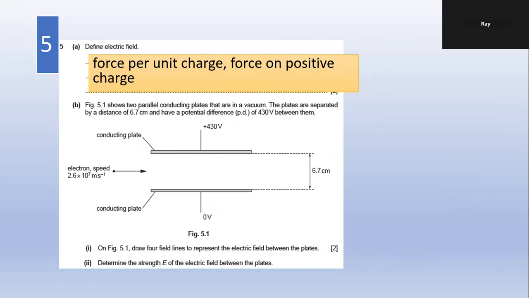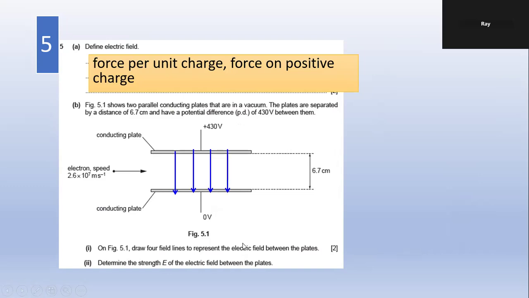Okay, on figure 5.1. Figure 5.1 shows two parallel conducting plates that are in vacuum. The plates are separated by a distance of 6.7 cm and have a potential difference of 330 volt between them. On figure 5.1, draw 4 lines to represent the field between the plates. Just draw 4 lines.